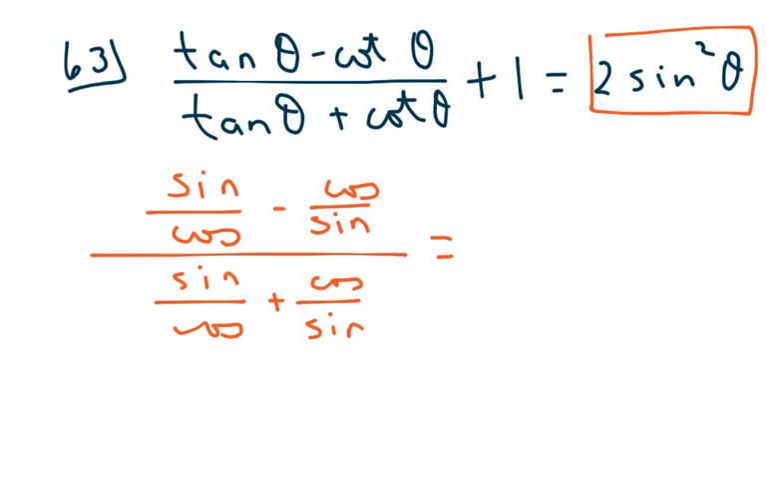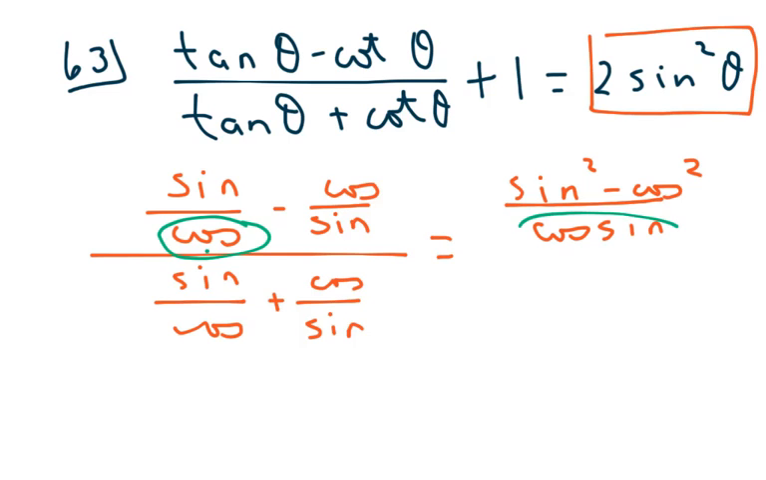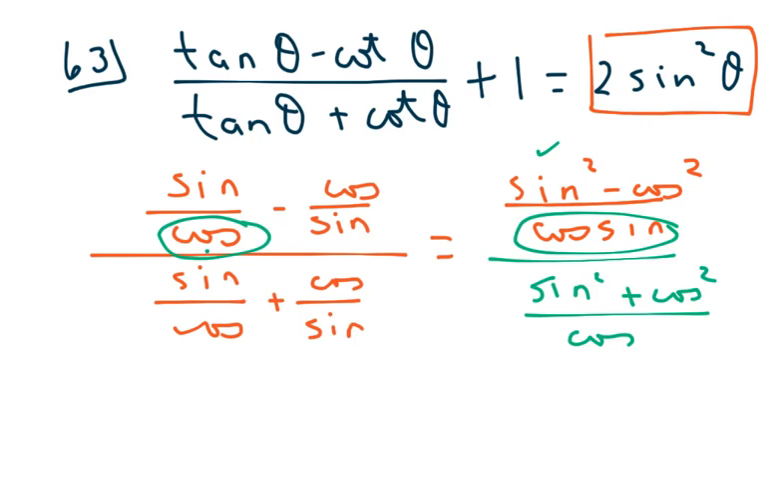If I have the same denominator, which would be cosine sine, I'm going to get sine squared minus cosine squared. This is just following what times cosine gives you sine cosine, and it's sine, so sine times sine is sine squared. And the same thing follows for the denominator. We're going to get sine squared plus cosine squared over cosine sine.